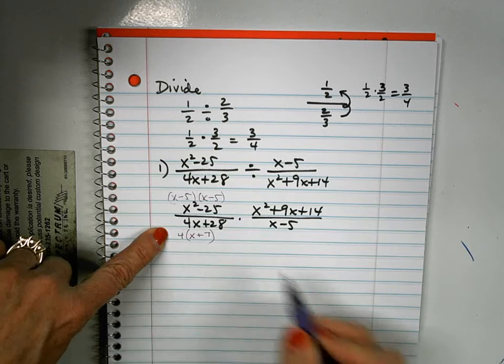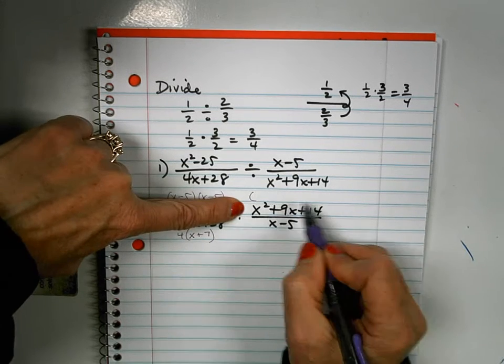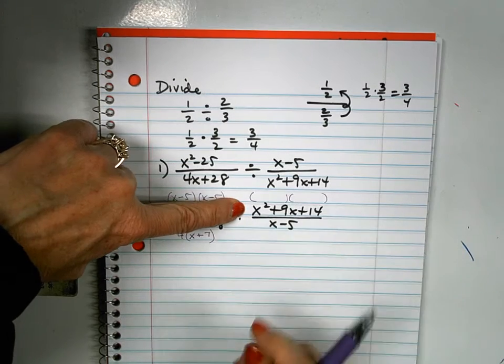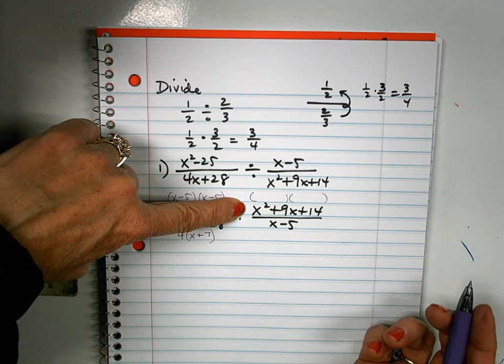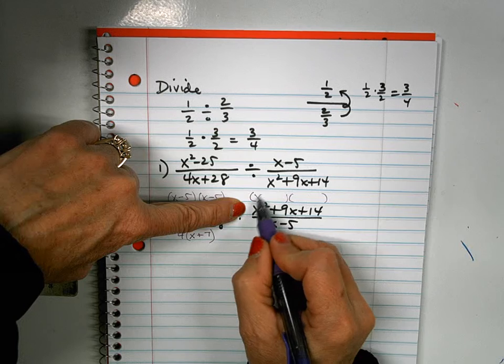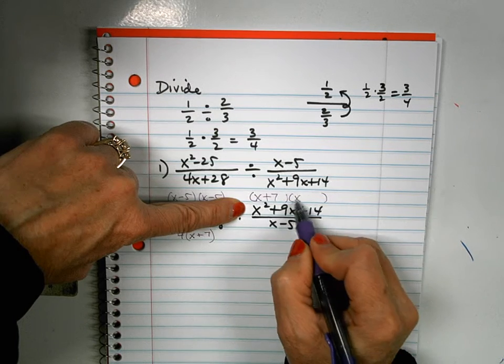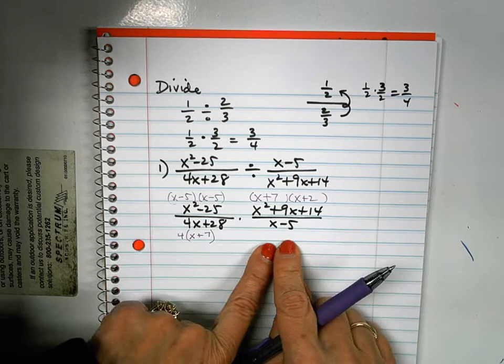Okay. Then we need to factor this one. That's a trinomial, so it's going to factor this way. Nick D, can you factor that? X squared plus 9x plus 14? Okay. And then x minus 5 we can't factor at all, right?